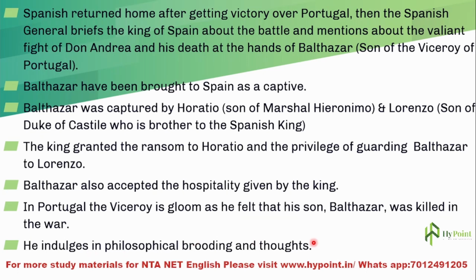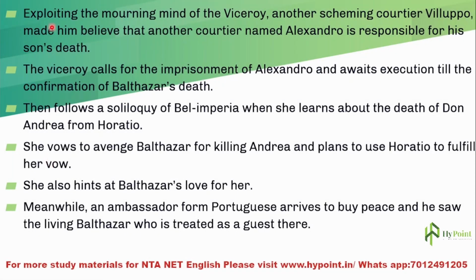So he is indulging in philosophical brooding and thoughts because he felt that his son Balthasar was killed in the war. So what happens next? And exploiting the mourning mind of the viceroy, another scheming courtier, Viluppo, made him believe that another courtier named Alexandro is responsible for his son's death.